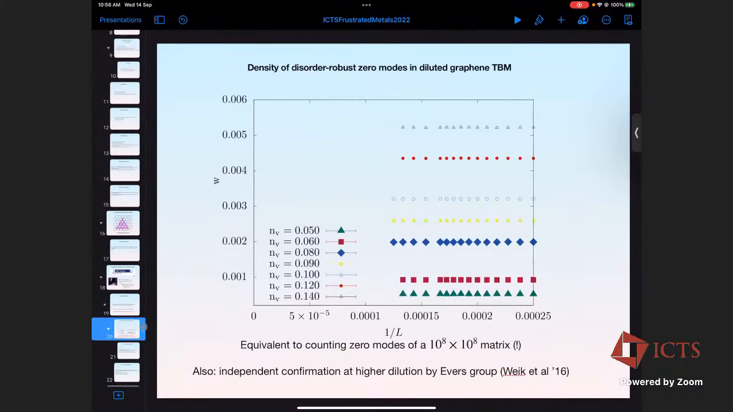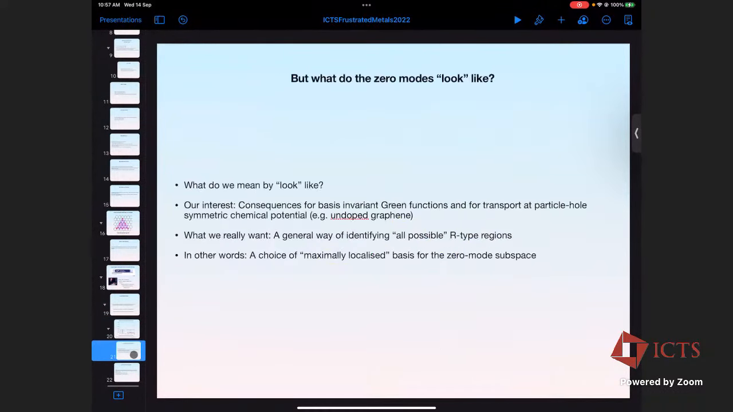And this is actually useful. I mean, this is an aside. So in that problem we were looking at earlier, you can use this to count the topologically protected zero modes of a 10 to the 8 by 10 to the 8 matrix, which if you think about it purely as a linear algebra problem is quite amazing, but we are not doing any linear algebra. We are doing combinatorics and we are counting, right? So it's actually a very powerful technique. But that's not what I'm after.